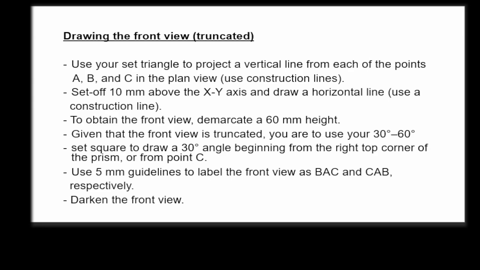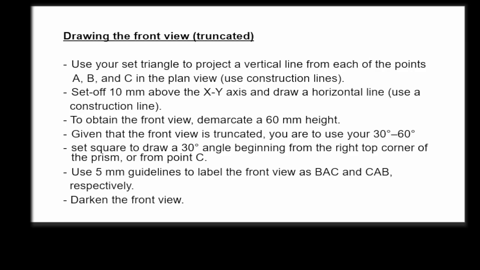Drawing the front view, truncated. Use your set triangle to project a vertical line from each of the points, namely A, B, and C, in the plan view. Use construction lines. Set off 10 millimeters above the XY axis and draw a horizontal line. Use a construction line. To obtain the front view, demarcate a 60 millimeter height.